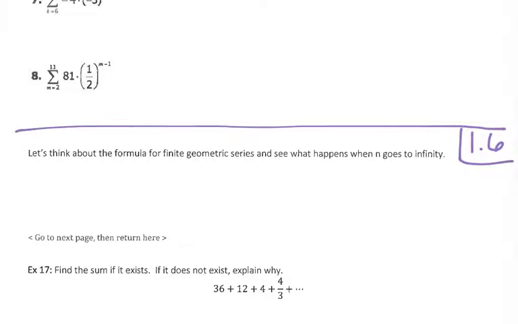Up until now, we've been finding sums for a finite number of terms. So that's a specific number, like 100, or 1,000, or 10 million. Now we're looking at what if there aren't a finite number of terms and the terms just go on forever and ever and ever. So our summation formula before was a sub 1 times 1 minus r to the n over 1 minus r.